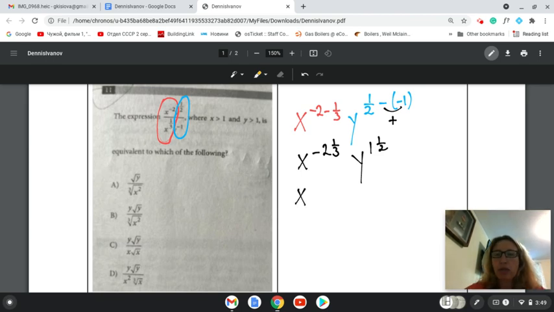So x would be x to negative 7/3, 2 times 3 plus 1. And y would be with an exponent 3/2.